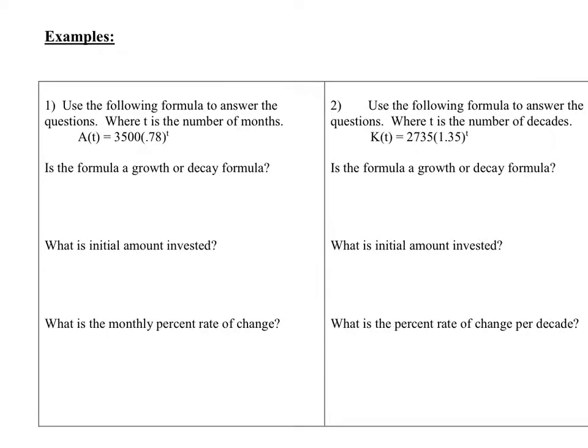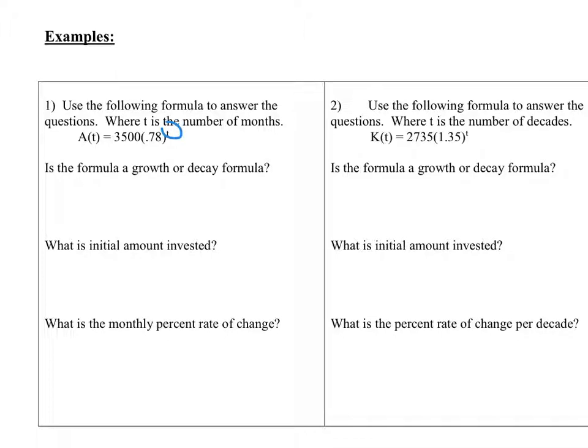Okay, so just as a quick going over, because it actually is one of the more important things that I go through in reference to the Regents. The following formula to answer the questions where T is the number of months. So it's a function of time. T here is months. So is it growth or decay?